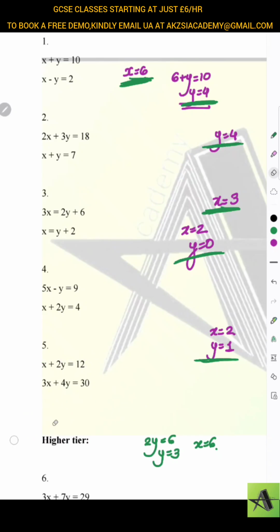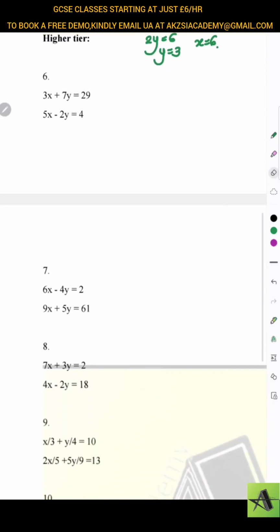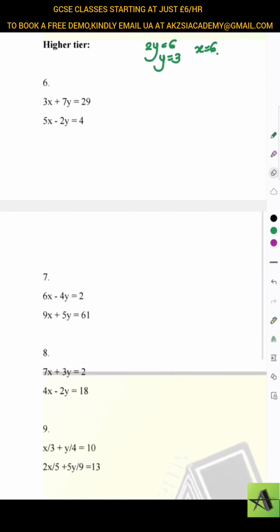Now moving on to the higher tier questions. 3x plus 7y equals 29 and 5x minus 2y equals 4. I have already explained this type of question in the theory part. When it's not easy to convert, in the previous questions you have seen that only one equation was required. To make the coefficients the same, we have to find the LCM, obviously, and in the previous question, multiplying only one equation was fine.